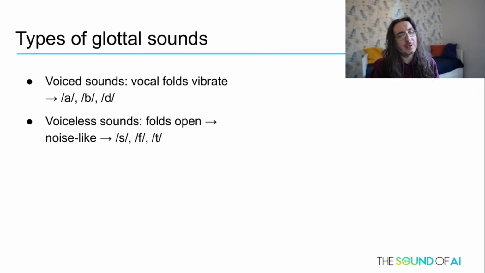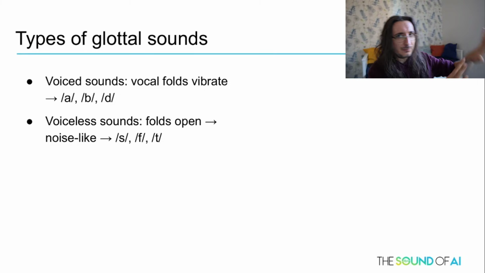There are two types of glottal sounds. So the first one is the one that I showed you earlier, right? So like a, b, d. These phonemes generate a voiced sound where the vocal folds vibrate.